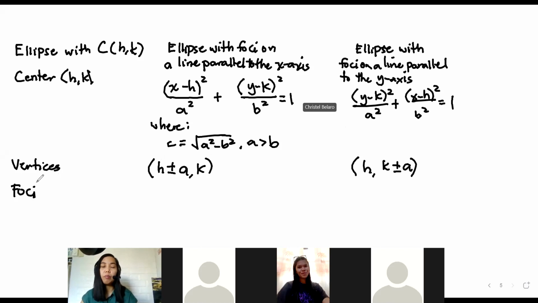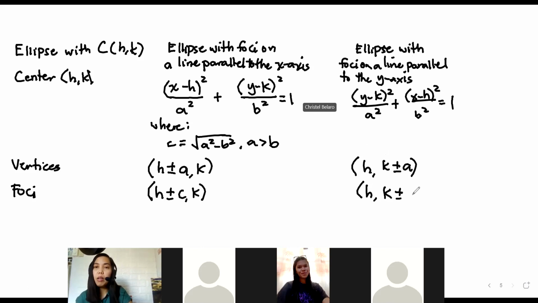Sa foci naman, lagi siyang nakapalo kay vertices. Pero si foci, sa C siya. H plus or minus C, K. Okay? And then, kung ang major axis ay nasa Y, so, sa Y coordinates tayo mag-a-add. For foci, K plus or minus C. Okay? Wag malilito.